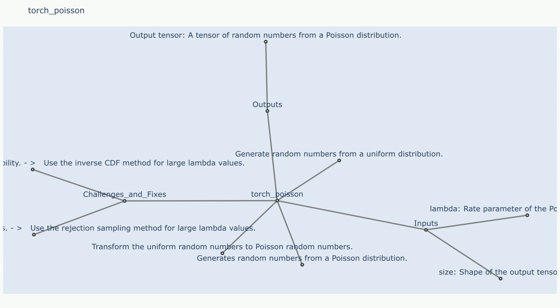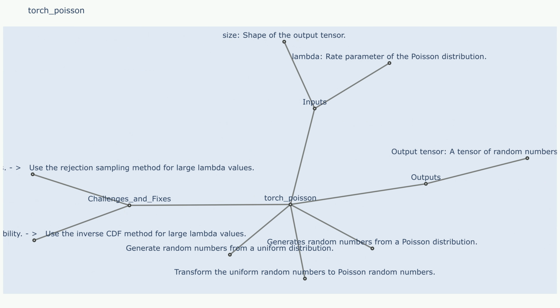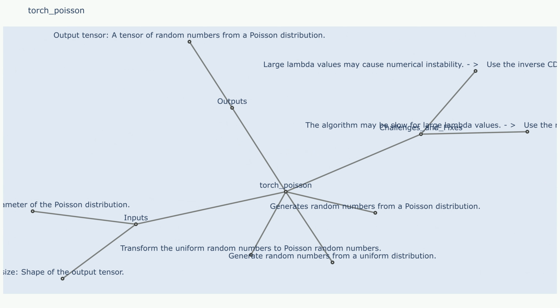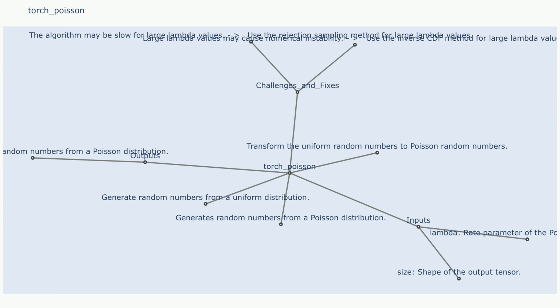Steps: the torch.poisson function takes the lam tensor as input, which represents the rate parameter of the Poisson distribution. For each element in lam, the function generates a random number following the Poisson distribution with that rate. The generated random numbers are then returned as a tensor with the same shape as lam.